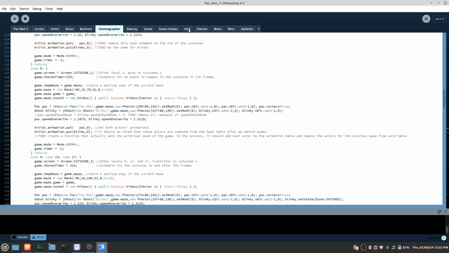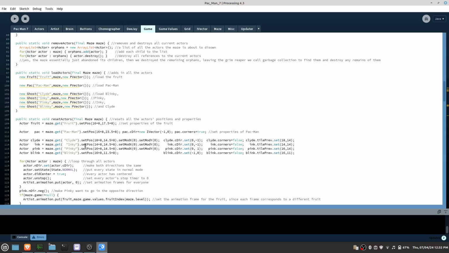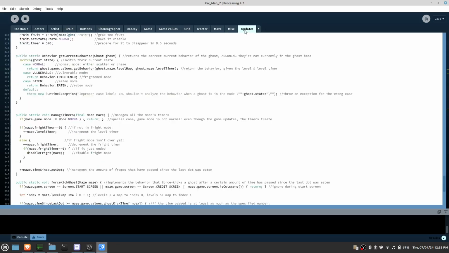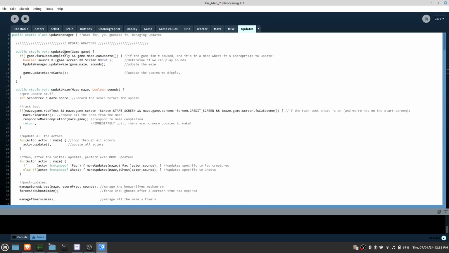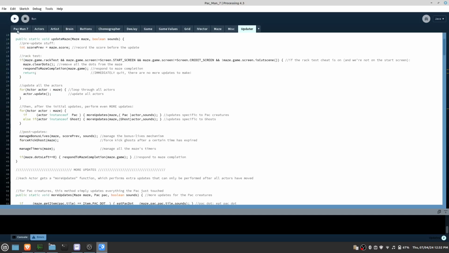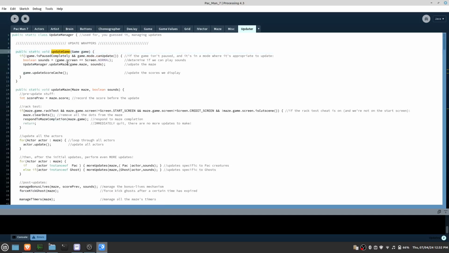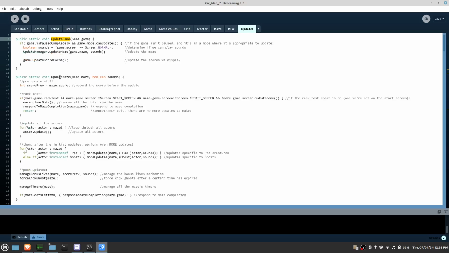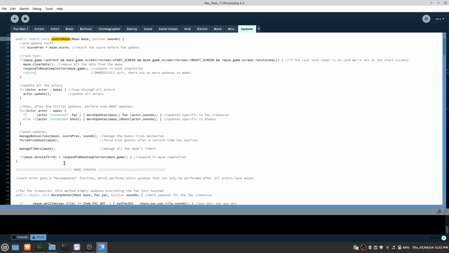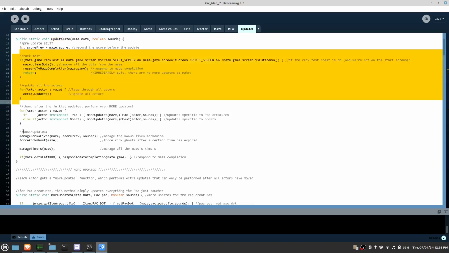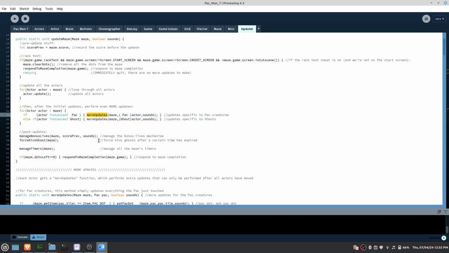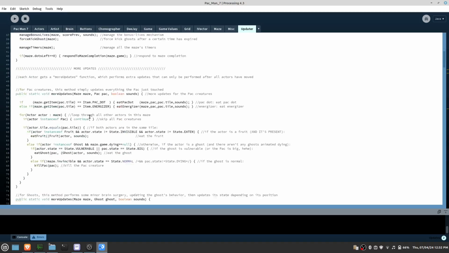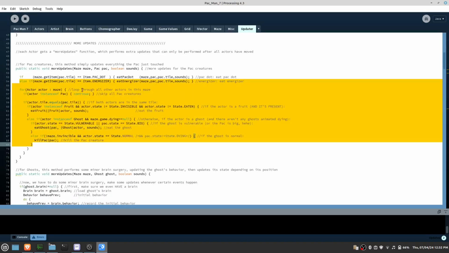Let's see, what else do we have? The game, of course. The updater. The updater is in charge of performing the updates every single frame. It updates the game every frame, and in there it also updates the maze. In update maze, on top of some other important stuff, it looks at each actor and then performs a function called more updates. Which, here, what does it do?